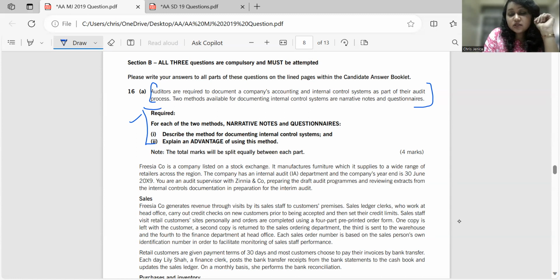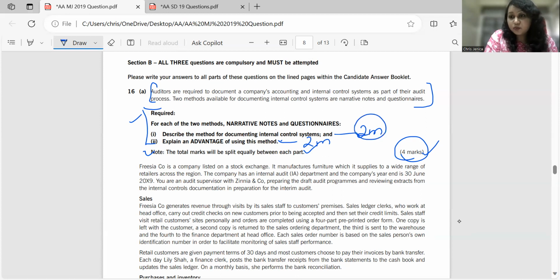Now, so this is going to give you 4 marks. First of all, before starting with the theoretical answer, make sure you note how much marks this is for and what is the split up. This will also be given. The total marks will be split equally between each part, which means this first part is going to earn you 2 marks, and this is going to be 2 marks. So you have to write your answer only for 2 marks, not more than that.